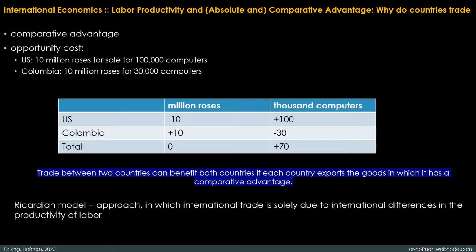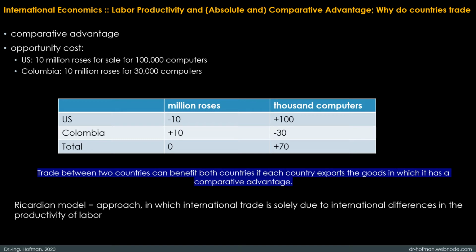This difference in opportunity costs offers the possibility of a mutually beneficial rearrangement of world production. Let the United States stop growing winter roses and devote the resources this frees up to producing computers meanwhile. Let Colombia grow those roses instead, shifting the necessary resources out of its computer industry. The resulting changes in production would look like this table.